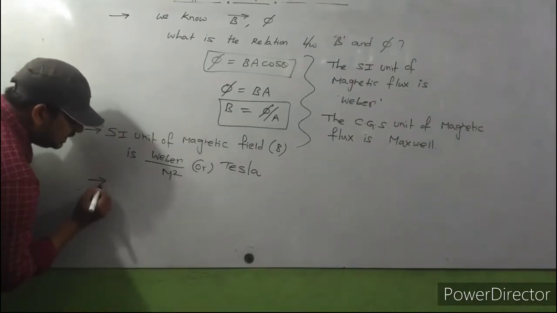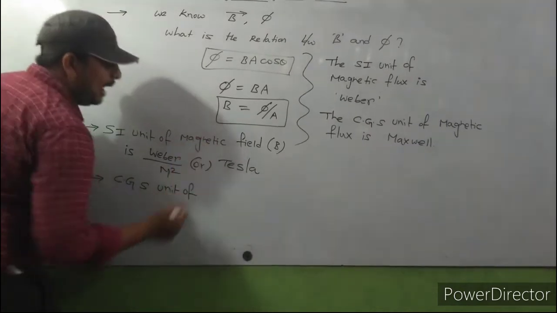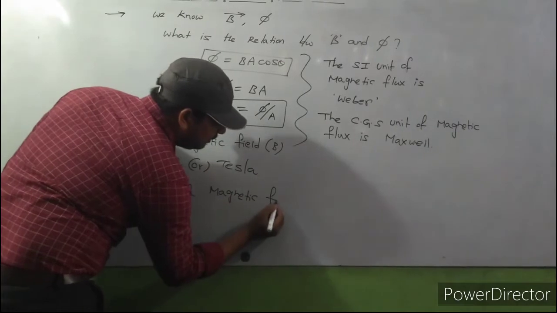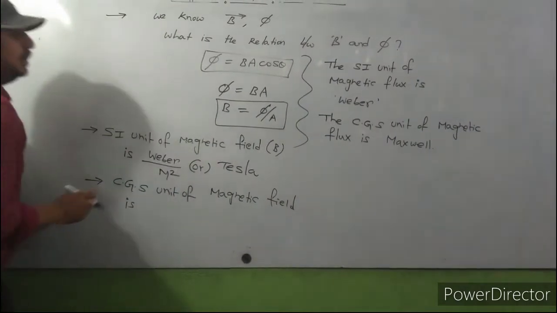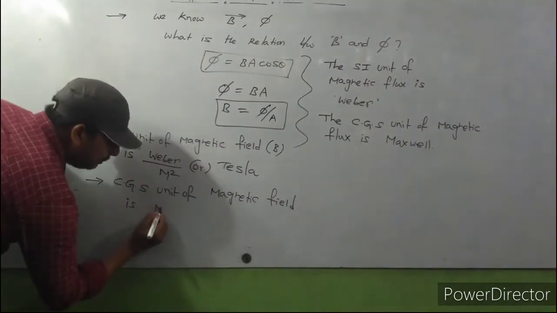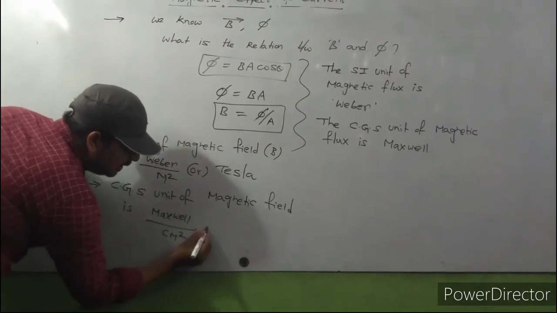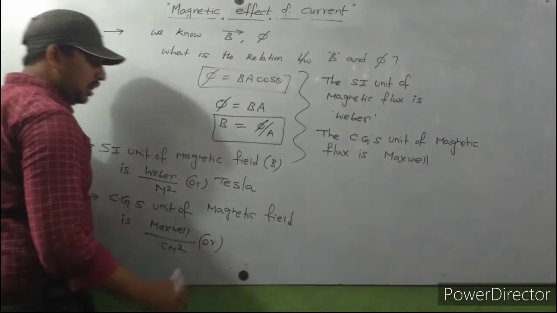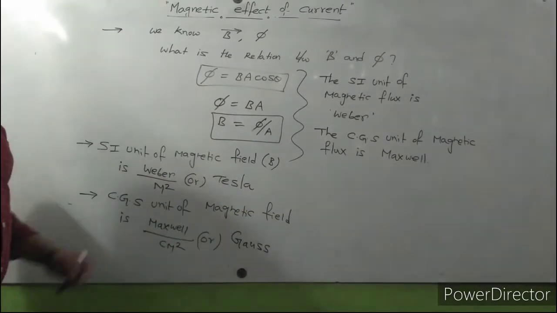Next, CGS unit of magnetic field. So we can write, magnetic field is, CGS unit of magnetic flux is Maxwell per centimeter square, or Gauss. Okay, so these units are very important.